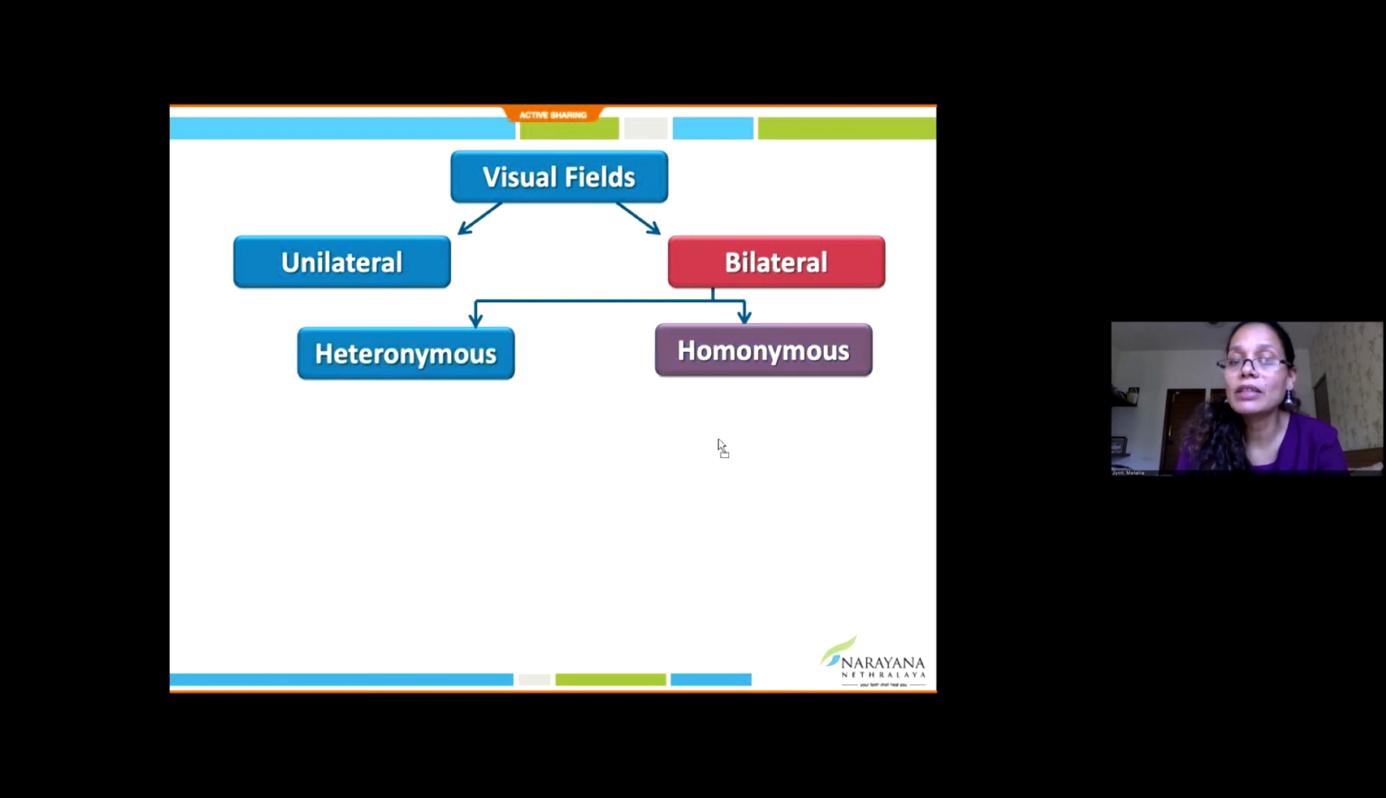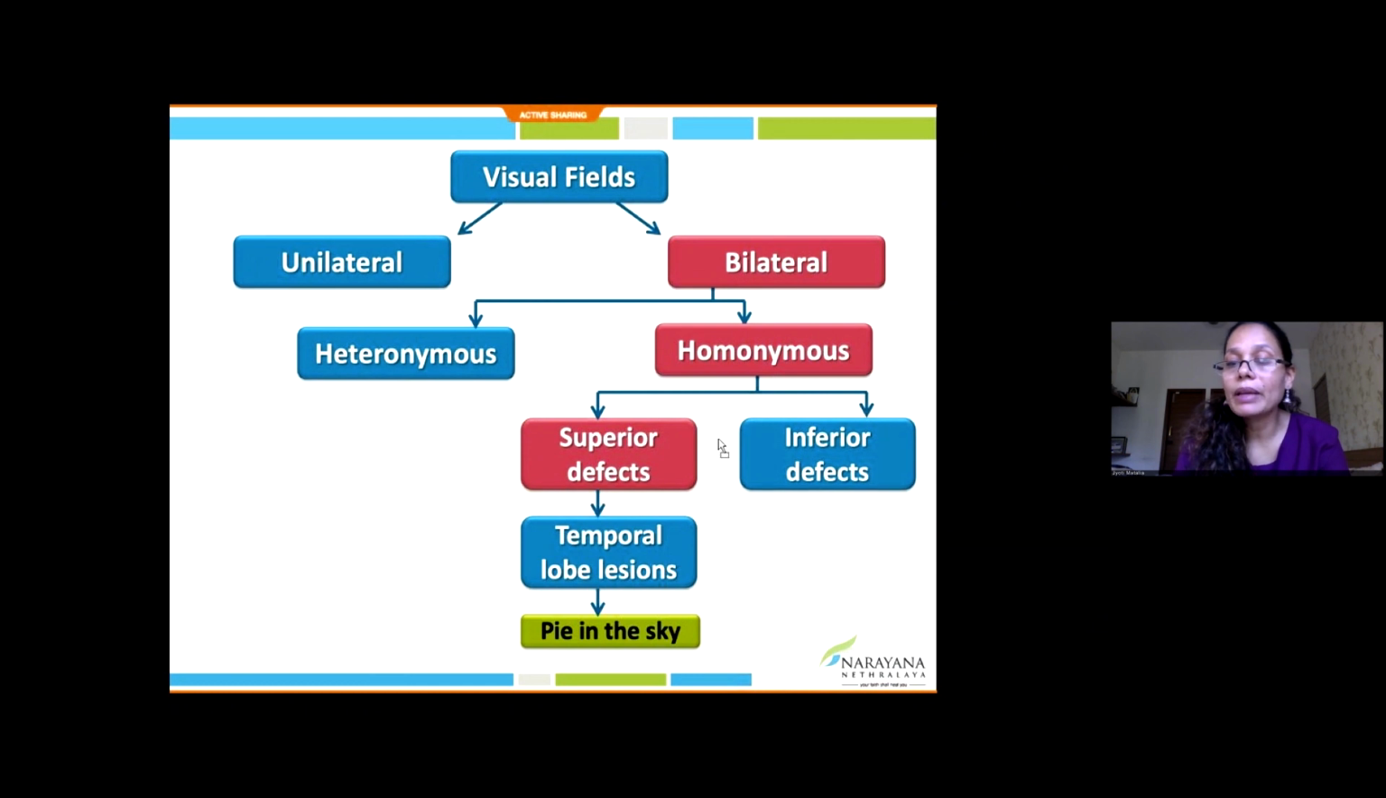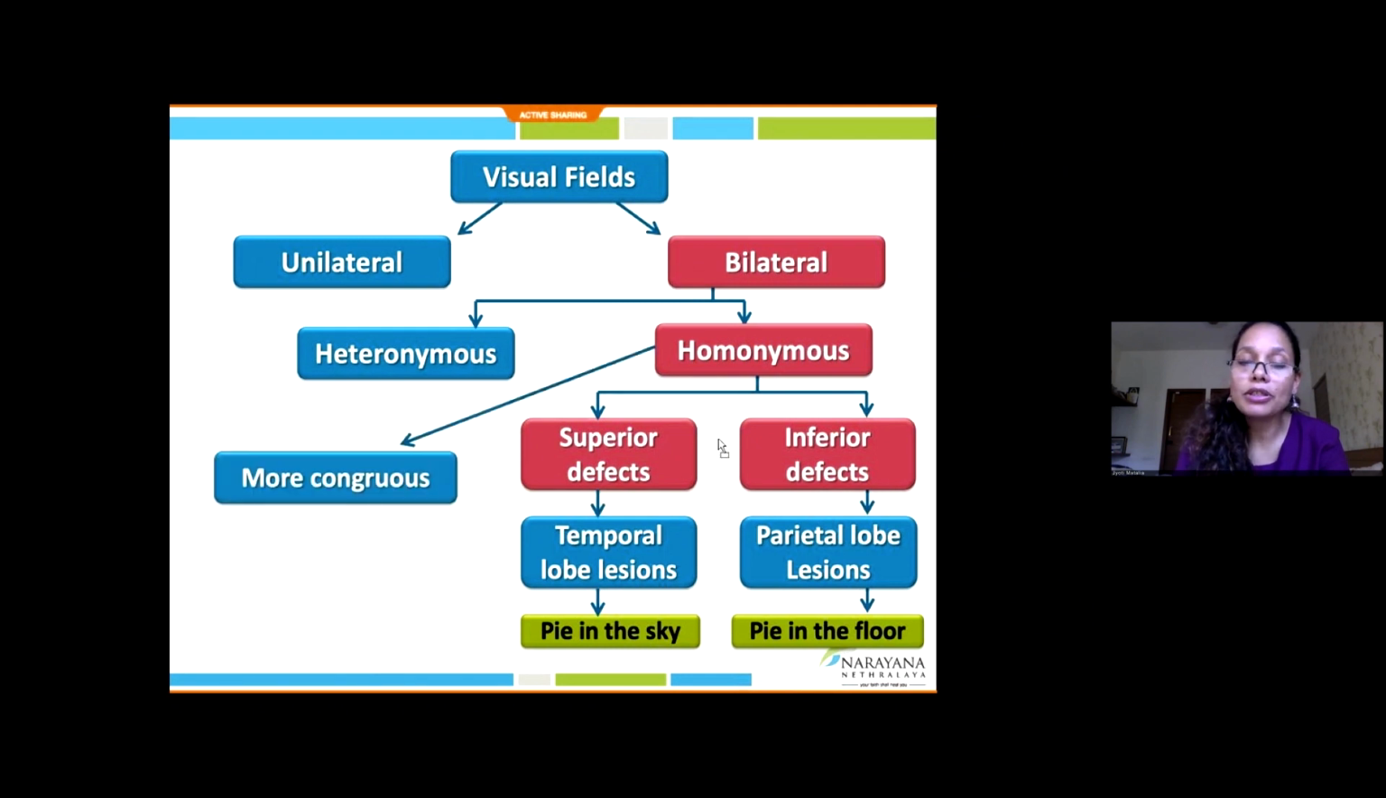Bilateral homonymous defects, on the other hand, could be superior defects or inferior defects. If they are superior defects, they are temporal lobe lesions, or a pie in the sky. Inferior defects are parietal lobe lesions, or pie in the floor. And more congruous lesions, as you go more posteriorly, are occipital lesions.